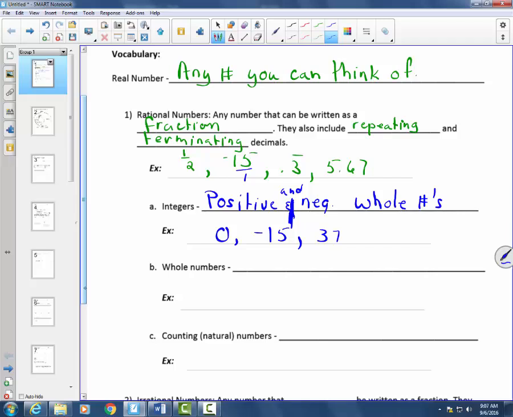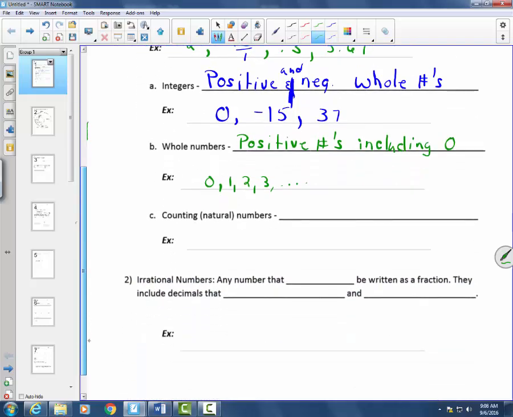Whole numbers. Whole numbers are positive numbers, including 0. Right, so the whole numbers are 0, 1, 2, 3, and I'm going to put ... to continue that. All right, so we have no negatives for whole numbers.